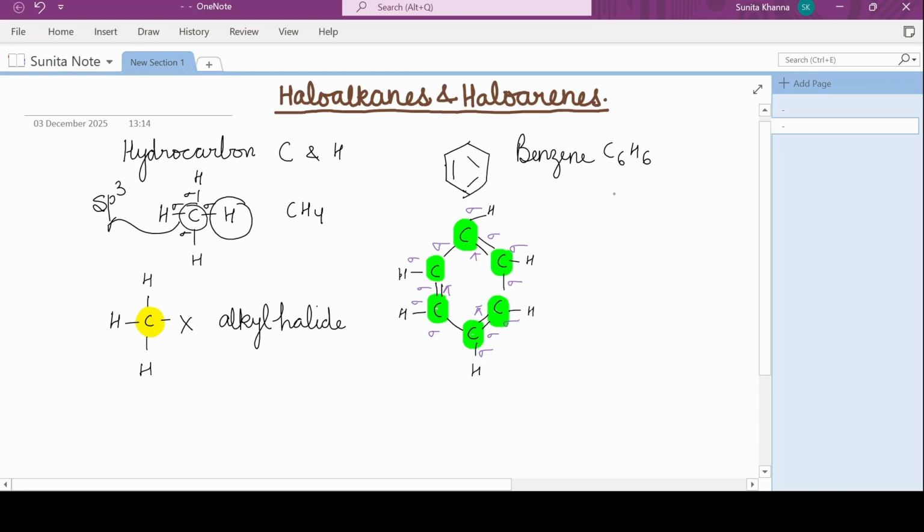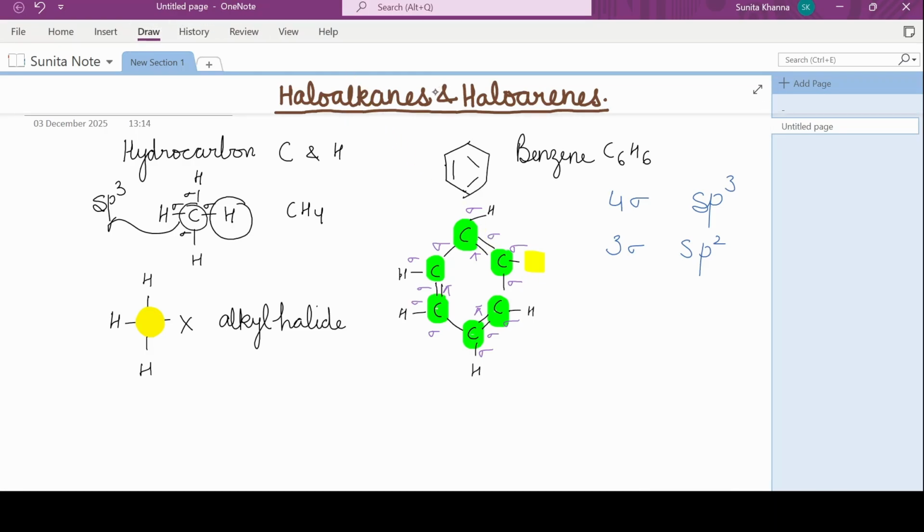When we are having the 4 sigma bond, it is sp3. When it is having the 3 sigma bond, it is sp2. So if one of the hydrogens is displaced here, and here attaches the halogen, it becomes aryl halide. Okay, it becomes aryl halide.